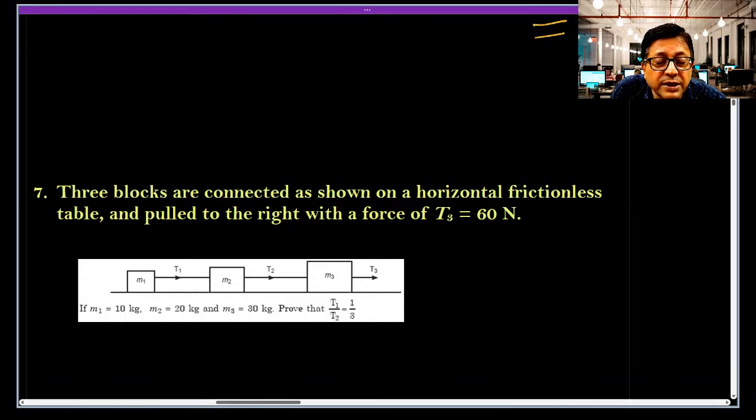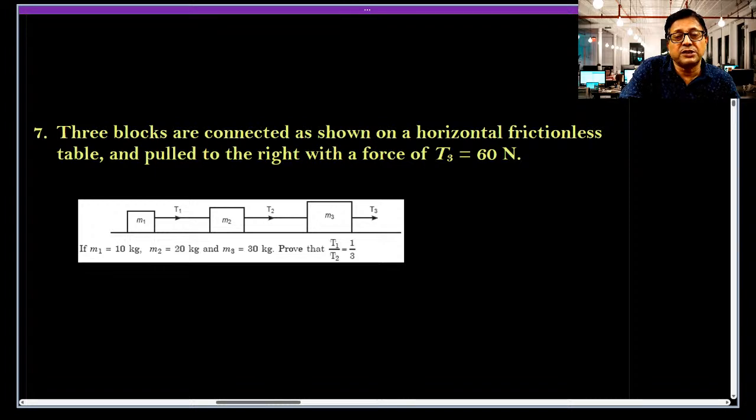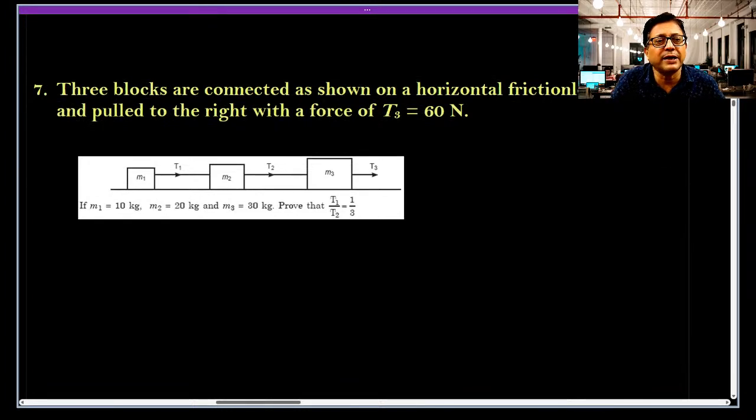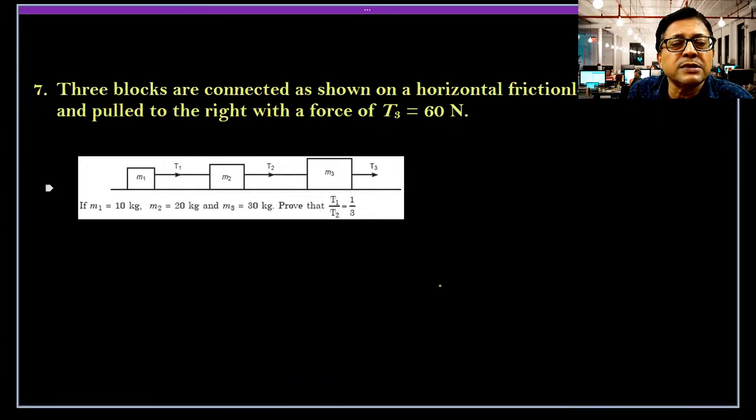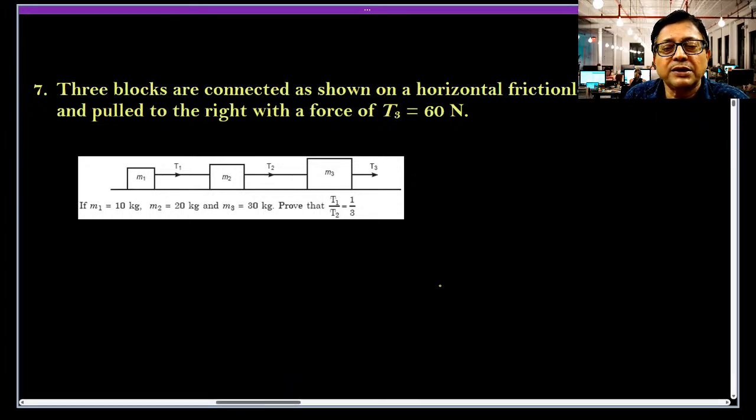3 blocks are connected as shown on a horizontal frictionless table and pulled to the right with a force of T3, 60 Newton. Masses are given, find T1 by T2. You do it by free body diagram if you are comfortable with that. It helps, no? So draw it for M1, M2, M3. Even tensions I have given there. T1, T2, T3.